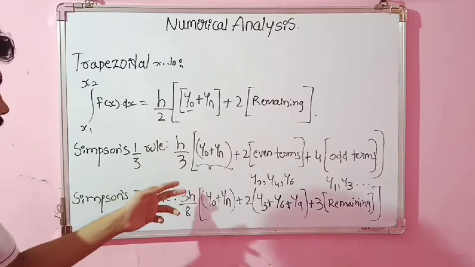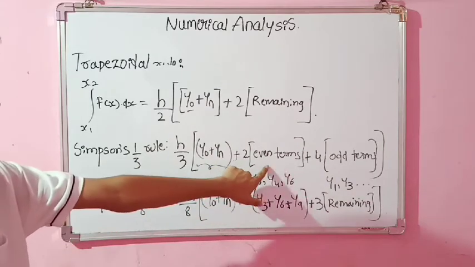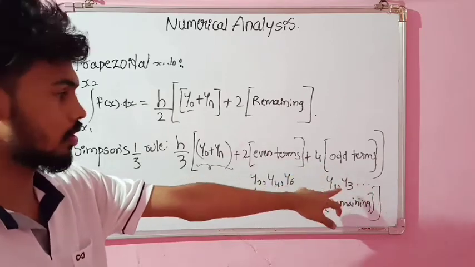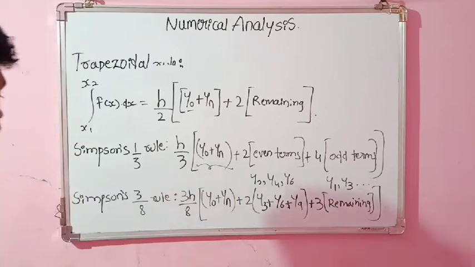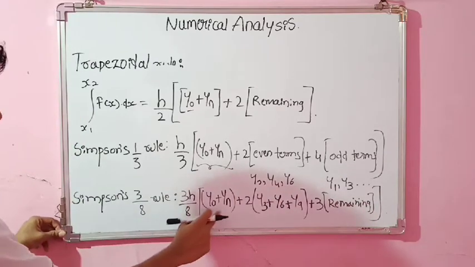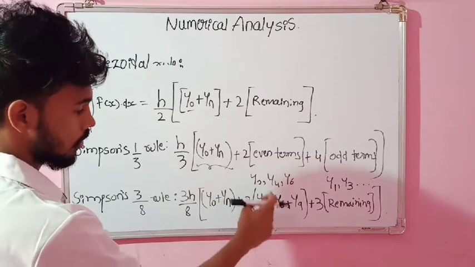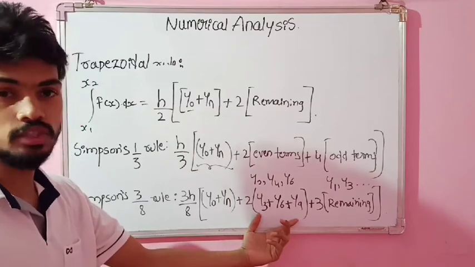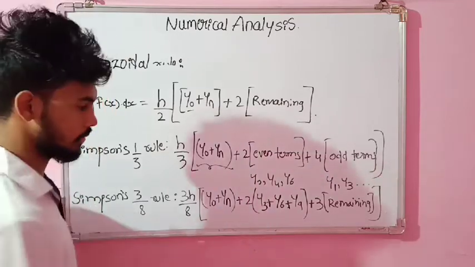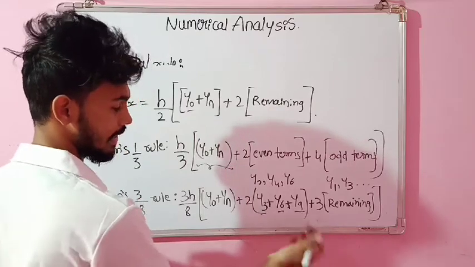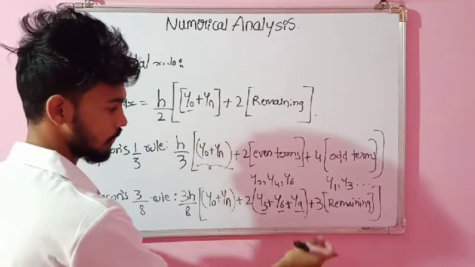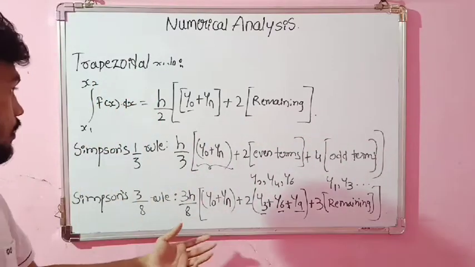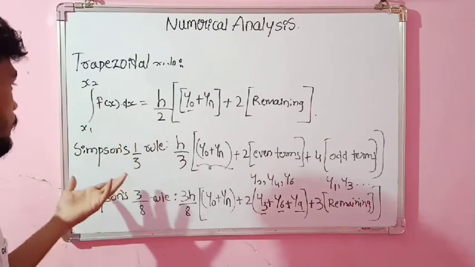So h by 2 times y0 plus yn plus 2 times the remaining terms. Simpson's 1/3 rule: h by 3 times y0 plus yn plus 2 times the even terms like y2, y4, y6, plus 4 times the odd or remaining terms, that is y1, y3 and so on. Simpson's 3/8 rule: 3h by 8 times y0 plus yn plus 2 times the terms which are multiples of 3. Just remember the 3 table: 3 ones are 3, 3 twos are 6, 3 threes are 9. So y3, y6, y9 and so on, and 3 times the remaining terms. On substituting the values, we'll get the exact value with the help of the respective rules.